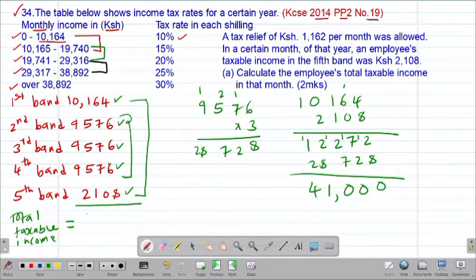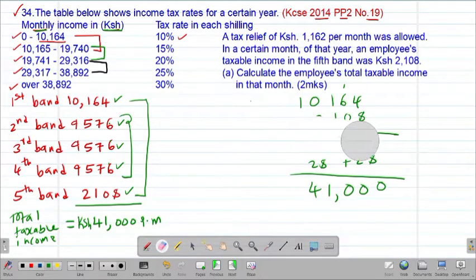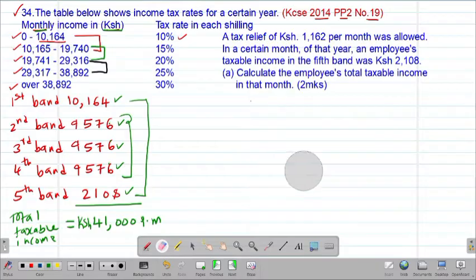So it means that our total taxable income will be 41,000 shillings. Then remember, taxable income is always in the unit of the table. The table was in Kenya shillings per month. Therefore, the total taxable income was Kenya shillings 41,000 per month. Therefore, to get the total taxable income, you simply add the individual taxable incomes for the given slabs or the tax brackets or the tax bands.